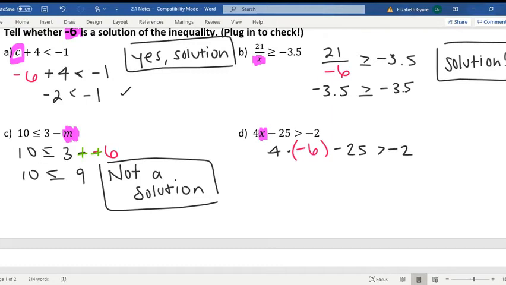So let's follow our order of operations. What would we do first to simplify? And isn't this parentheses just for multiplication? So what's 4 times negative 6? Yeah, negative 24. Minus 25 is greater than negative 2. What's negative 24 minus 25? Plug it into your calculator if you're not sure. Nope, that would be if it was 24 minus 25. Anybody at home, any ideas? Negative 24 minus 25? Yeah, negative 49.